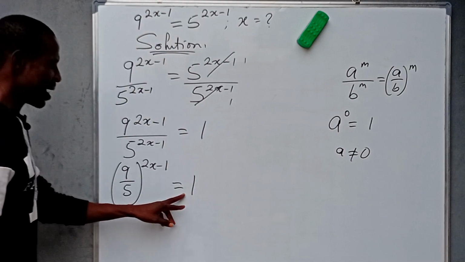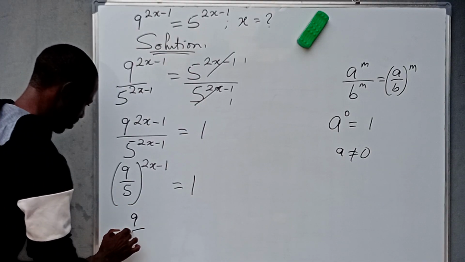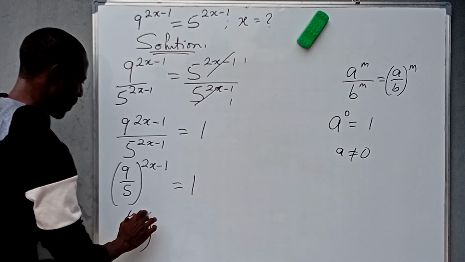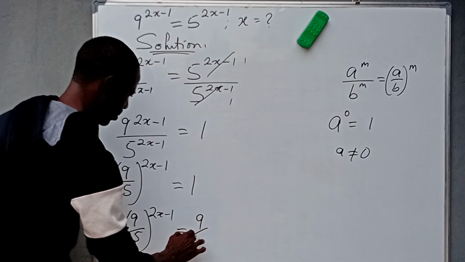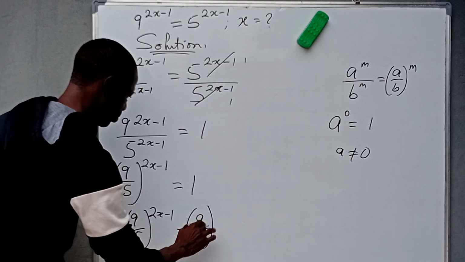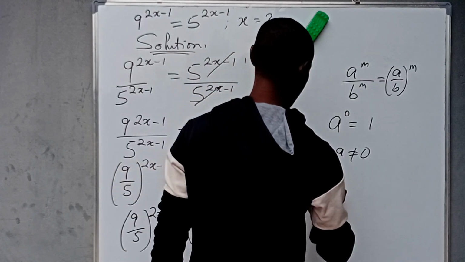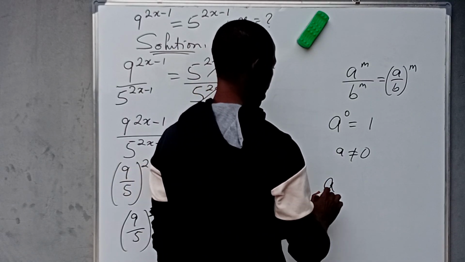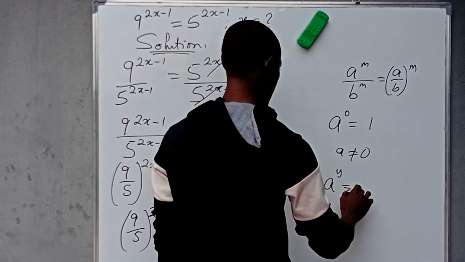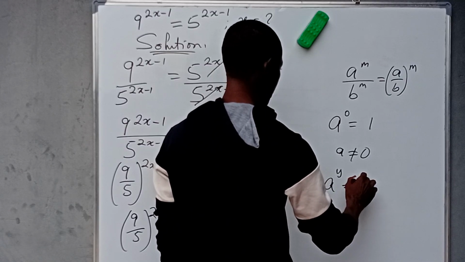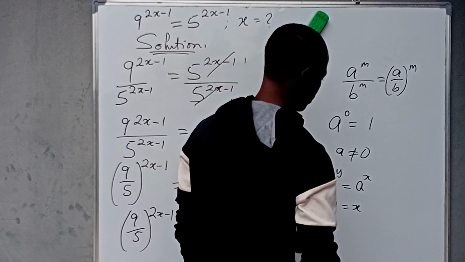And so I can rewrite the right-hand side of this equation. So we're going to have here 9 over 5, all raised to the power of 2x minus 1. This is equal to 9 over 5 raised to the power of 0. Easy. Now remember the law which says that a to the power of y equal to a to the power of, let's say, x.